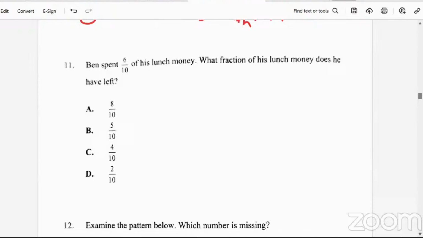All right, so question 11. Ben spent 6/10 of his lunch money. What fraction of his lunch money does he have left?